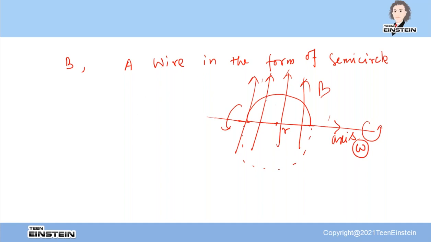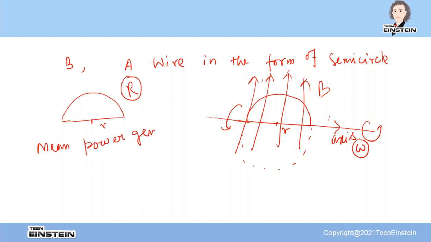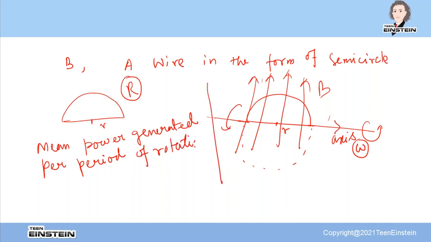If the total resistance of the circuit, so this is a circuit, a semicircular circuit, has total resistance R, then you have to find out the mean power generated per period of rotation. So the question is: mean power generated per period of rotation. So this is the question.